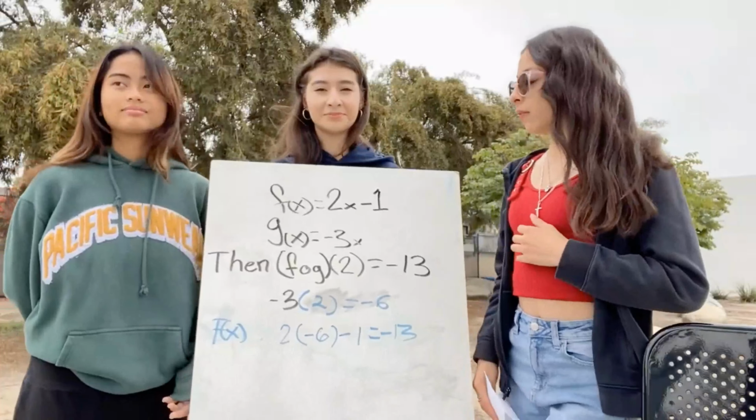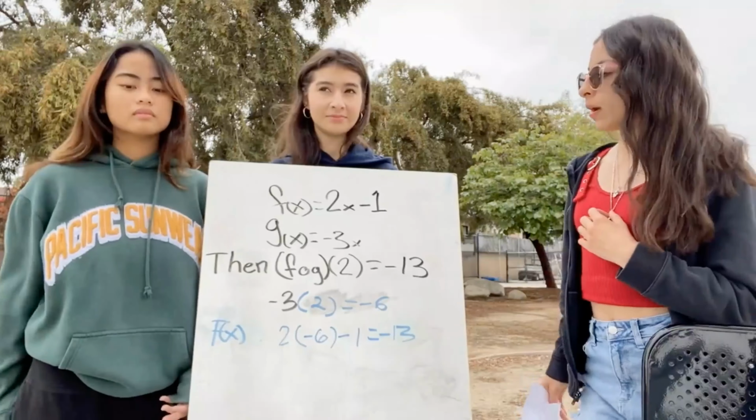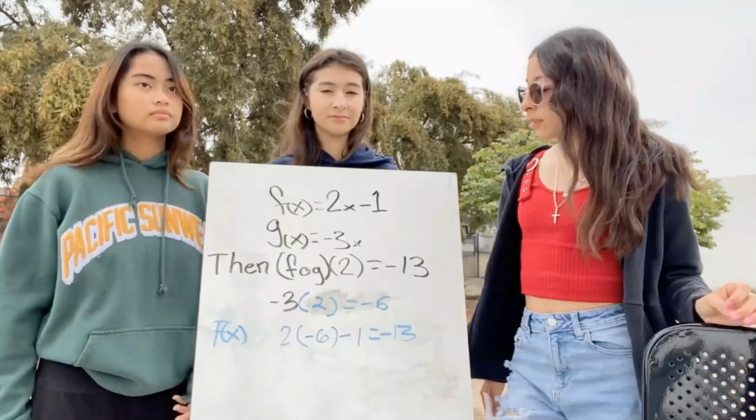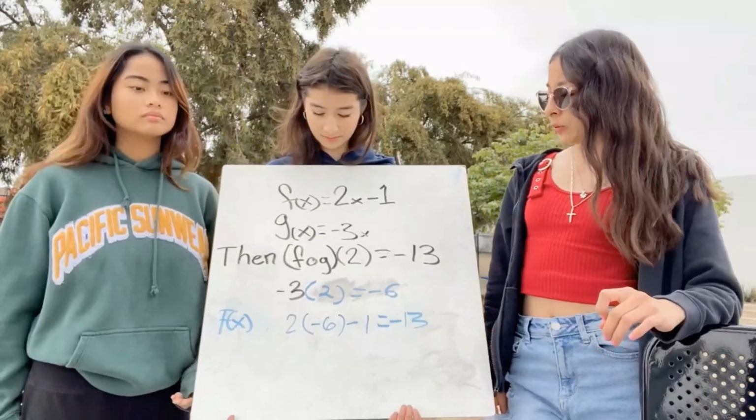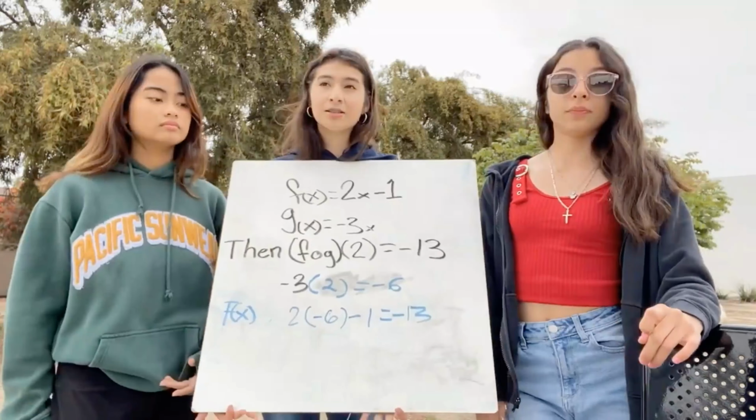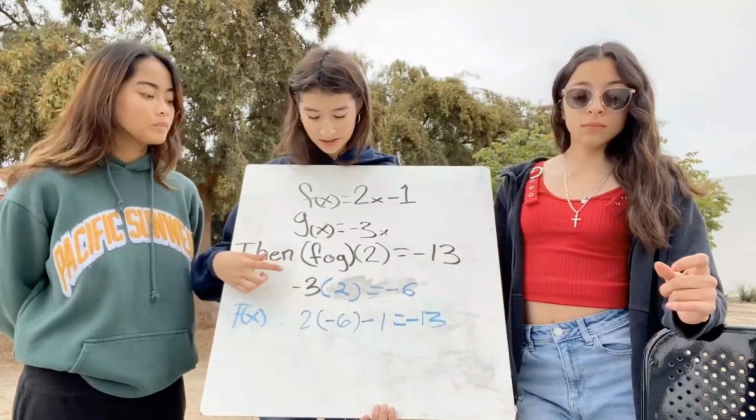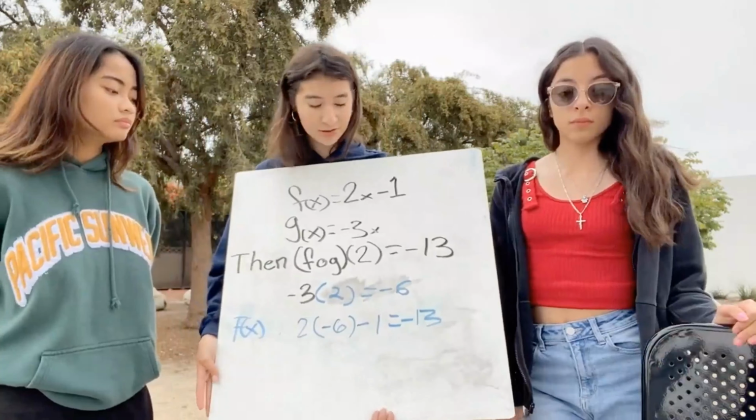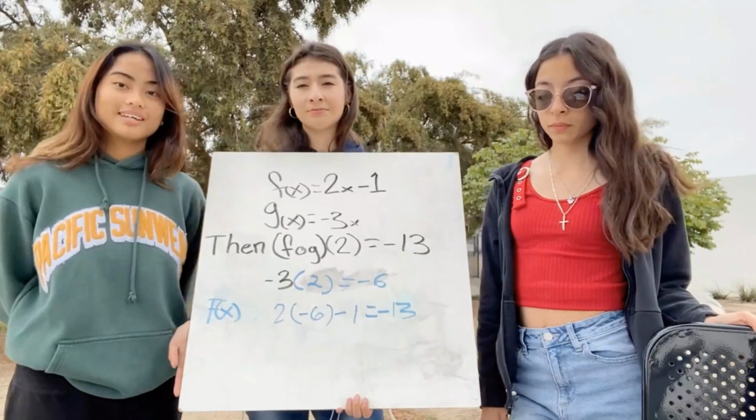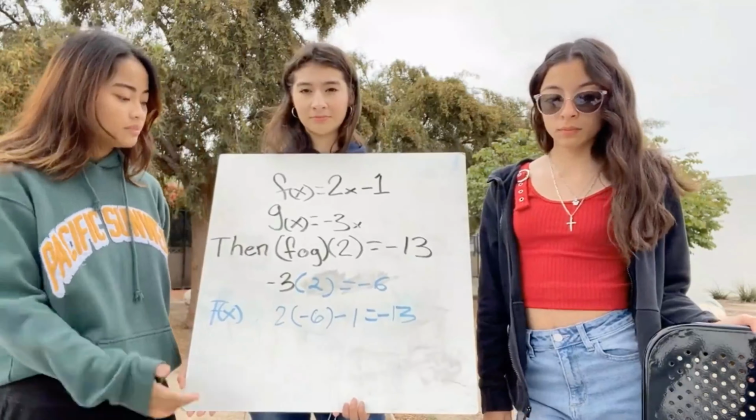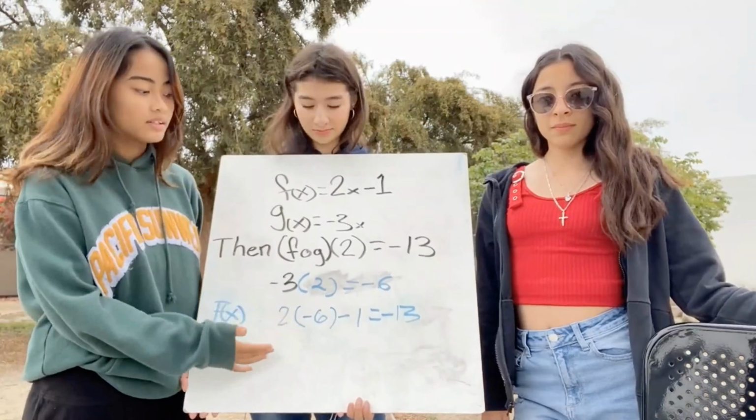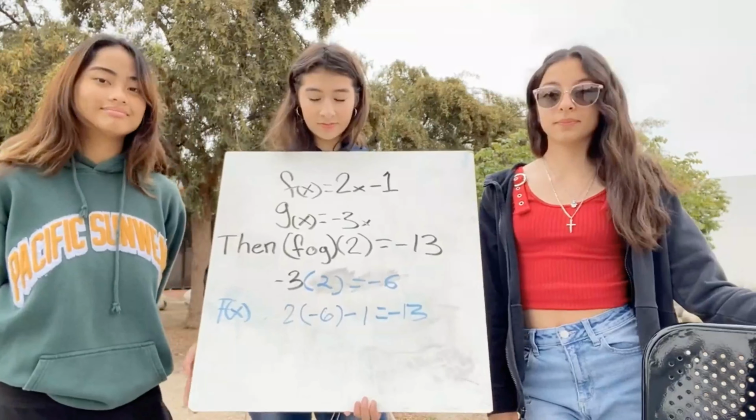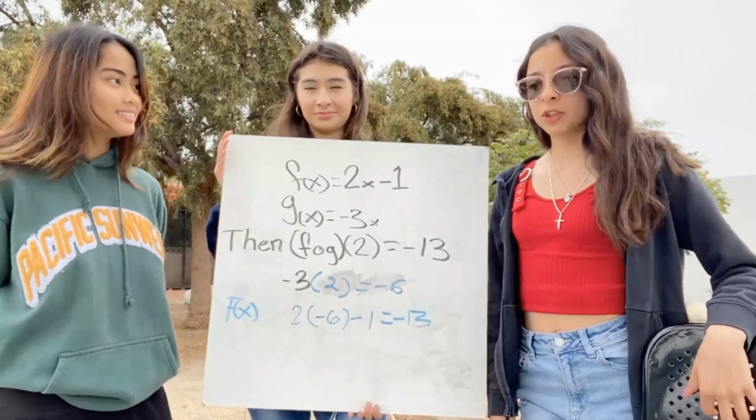The problem that we are solving today is f of x equals 2x minus 1, g of x equals negative 3x, then f of g of 2 equals negative 13. So this is how we solved the g of x. We multiplied negative 3 and 2 and ended up getting negative 6. So for the f of x, we multiplied 2 times negative 6 and then minus 1, and then we get negative 13. And the answer is true.